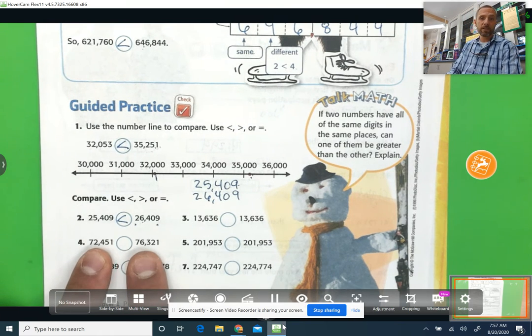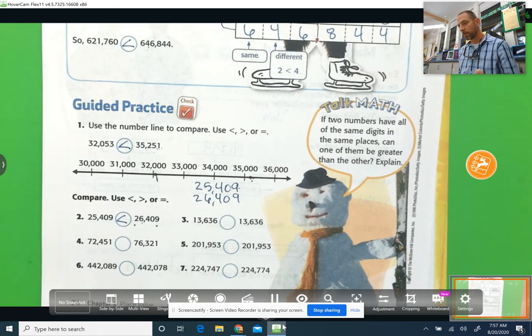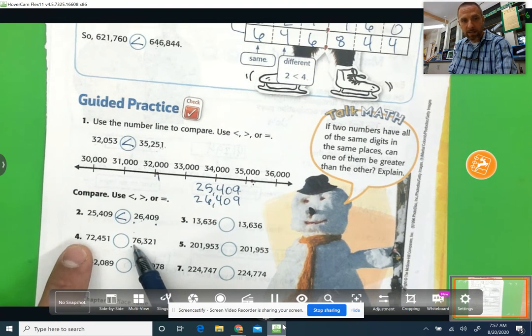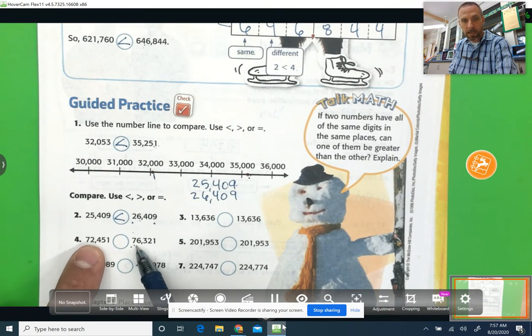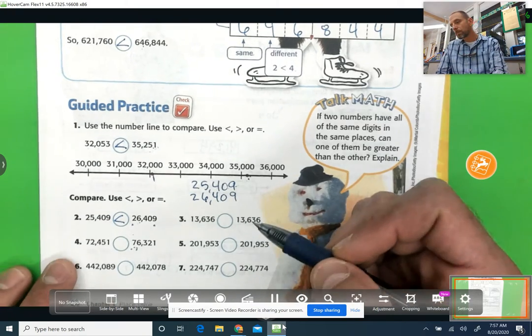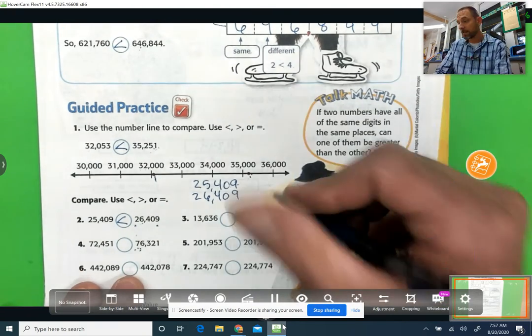All right, let's take a look at the next number. 72,451 versus 76,321. Well, let's look at the 10,000s place. Both of them have a 7. Let's look at the thousands place. This one has a 2 and this one has a 6. That's the place value position that I'm going to be using to compare these two numbers. So let's verify that by stacking them.